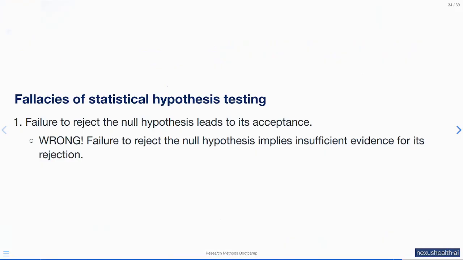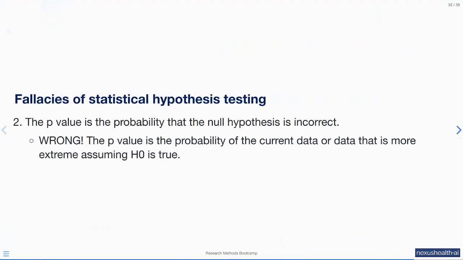There are certain fallacies that we come across in statistical hypothesis testing. And one of these fallacies is that failure to reject the null hypothesis means that it has been accepted. That is not true. Failure to reject the null hypothesis just implies that we do not have enough evidence for us to reject the null hypothesis. Another fallacy is that the p-value is the probability that the null hypothesis is incorrect. That is not true. The p-value is the probability of observing the current data or data that is more extreme, assuming the null hypothesis is true.